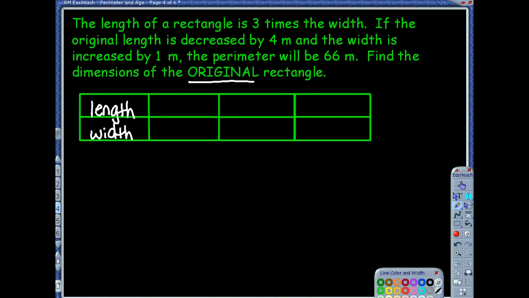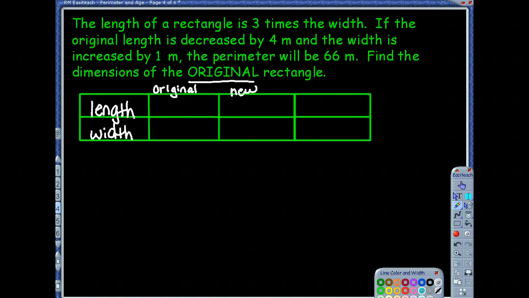That's not anything different than what we've seen before. But notice here that we've got some original information, and then they kind of change our dimensions a little bit. They say that the original length is going to be decreased and the width is going to be increased. So I'm just going to write up here original and new. And our last column is going to be for our answers.